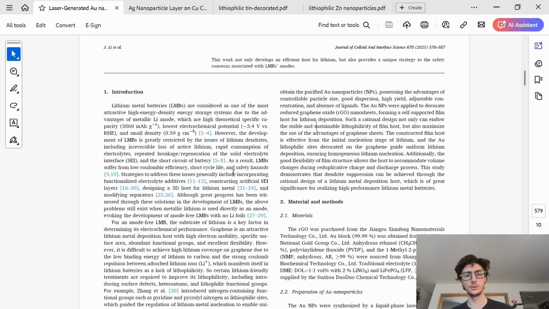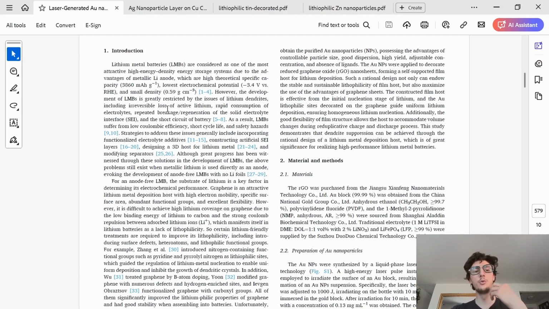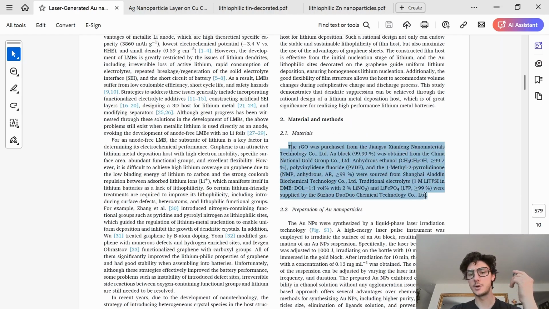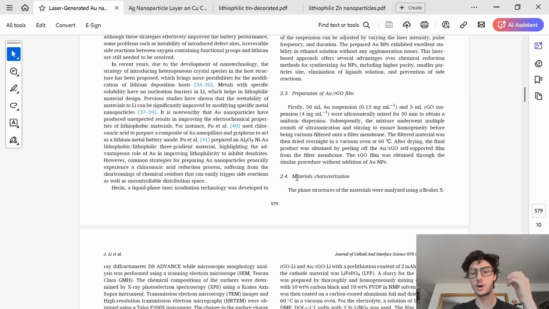Very cool, very interesting. You guys can read this if you want. Let's take a look at this. So number one, introduction. Number two, material and methods. Here they explain how they fabricate the graphene oxide and the nanoparticles, preparation of the gold nanoparticles, preparation of the gold reduced graphene oxide film, materials characterization.